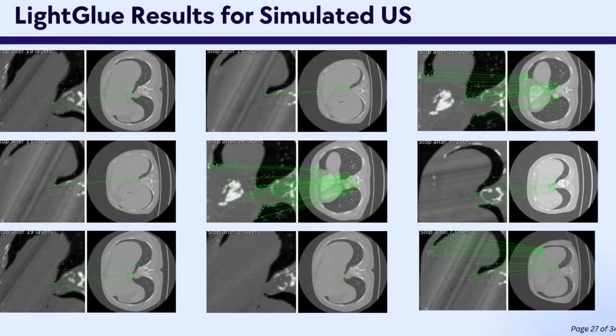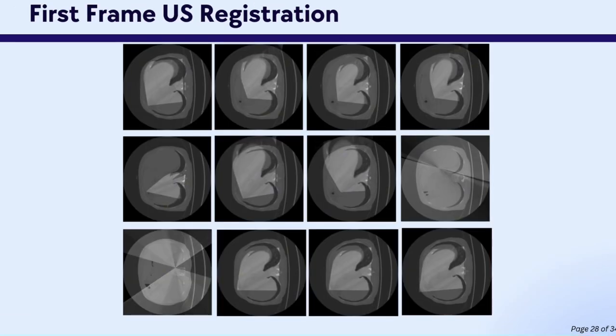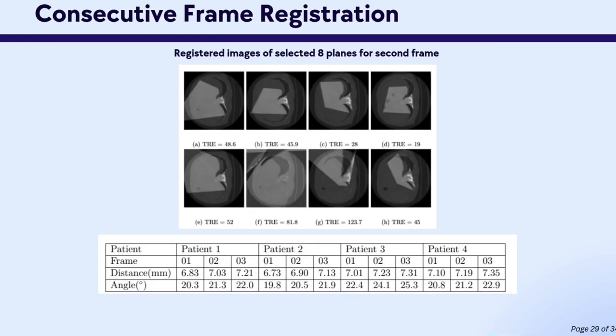This figure shows some qualitative results from the LightGlue model for simulated ultrasound. It gives better results than real ultrasound as we used more matching points during training. And this figure shows some results of first frame registration. The average TRE for first frame registration was 25.48 pixel distance. And this figure shows the registered images of the selected 8 planes for the second frame. And this table shows average distance and angle error for different patients.